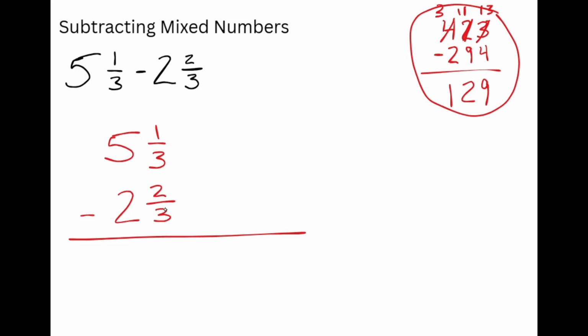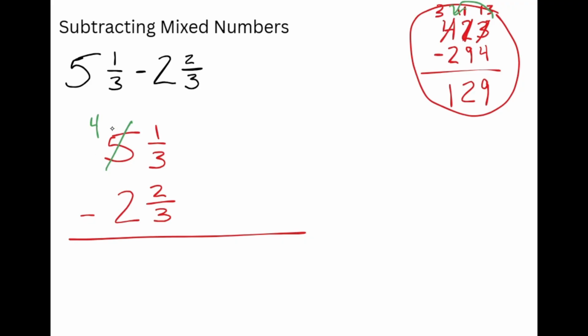So first thing we're going to do, we always look at the fractions first. So if I have 1/3, I can't take 2/3 away. So just like I did over here, I went to the next place value over to borrow. I'm going to go over to the ones here, the whole numbers. I'm going to borrow, and 5 is going to turn into 4. That's pretty normal. But now, instead of just ungrouping, regrouping, and putting a 1 up here and making this 11/3, that's not going to work.